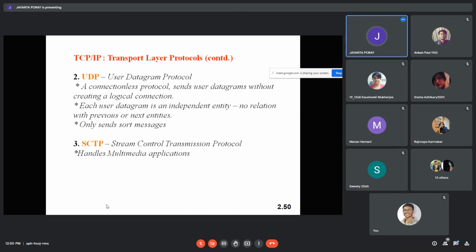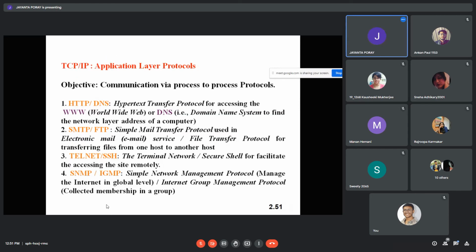That is one of the experiments we use to understand connection-oriented and connectionless behavior. Another subordinate protocol for the transport layer is SCTP, the Stream Control Transmission Protocol, which handles multimedia applications, because we have different port numbers in the transport layer and different streams need to be transmitted. SCTP is one protocol which helps to manage this stream information.